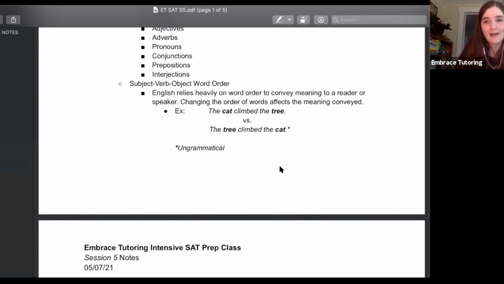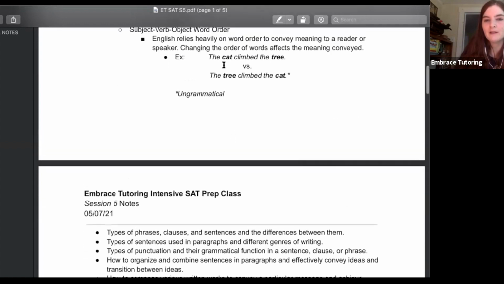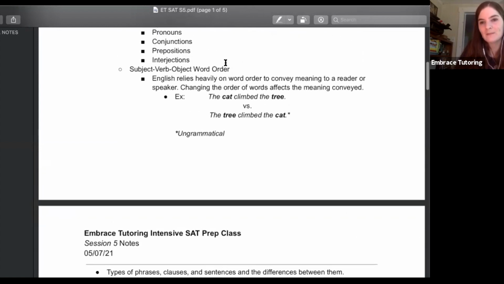A tree climbing the cat, I would expect to happen maybe in Harry Potter or something like that, where you're dealing with something magical that's not actually in existence. But the cat climbed the tree, that's realistic. That's something I can believe would happen, and it's logical because the cat is able to climb the tree. So it fits logic, but it also follows this subject verb word order where you have the cat being the subject of our sentence. So it's telling me who or what the sentence is about.